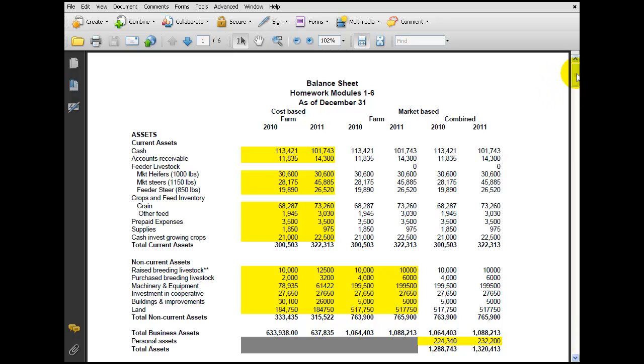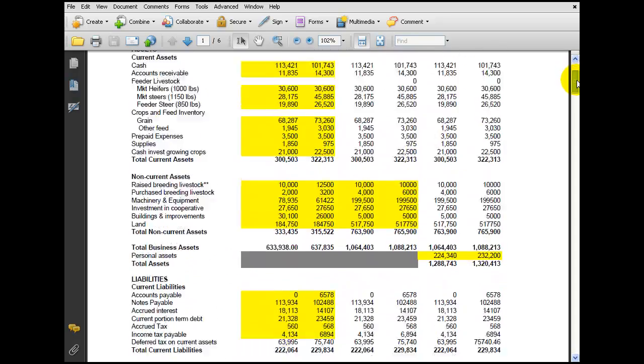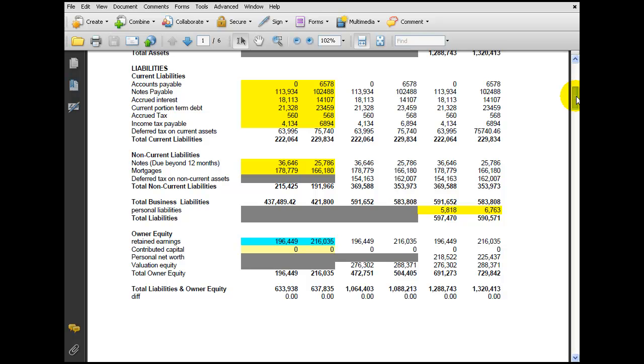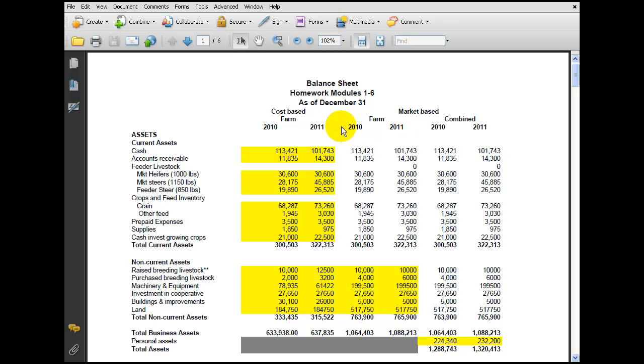Instead of having the assets on one side and liabilities and owner's equity, to fit it on our page, we have assets at the top and then liabilities and owner's equity here at the bottom of the page. Each column going across is a single year's balance sheet. This one is based on homework modules 1 to 6, and it's as of December 31st, 2010 and 2011.